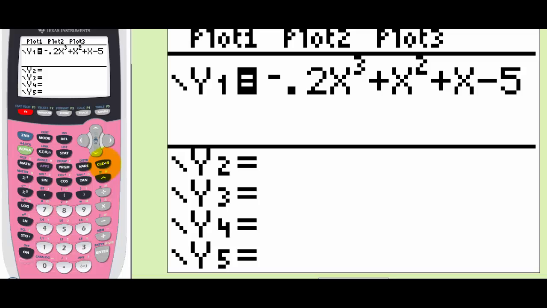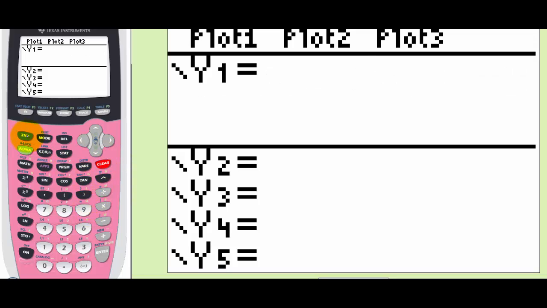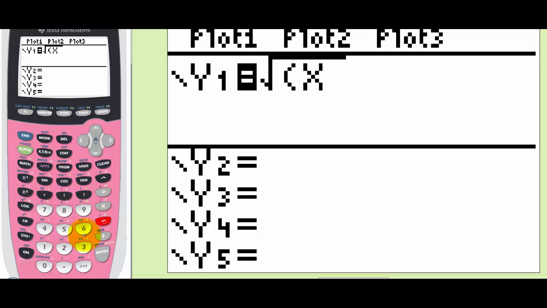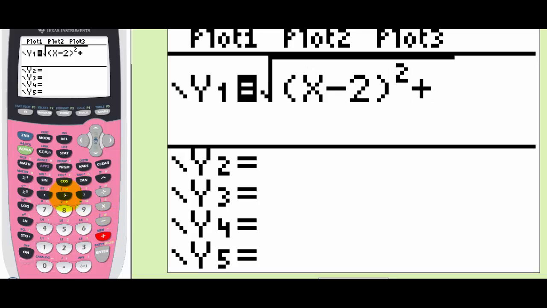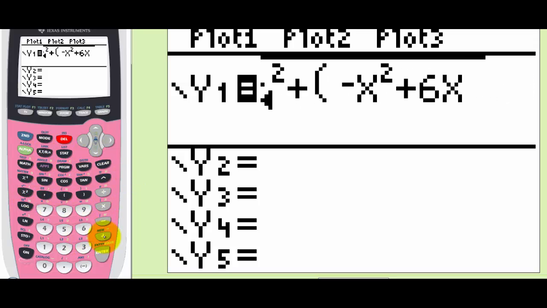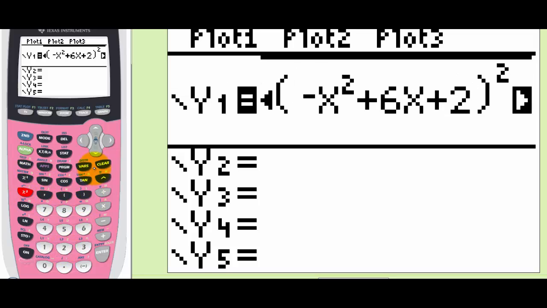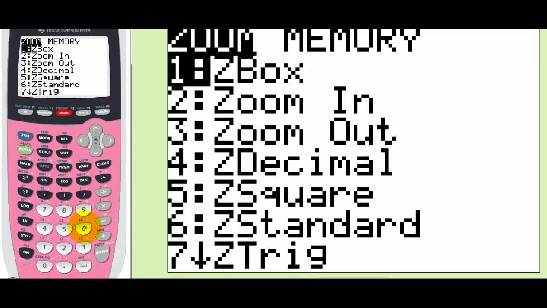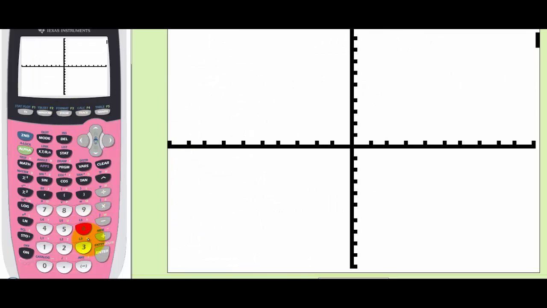Let me go to my y and clear this one. Okay, let's enter the function. So we have the square root of (x minus 2) squared plus parenthesis, negative x squared plus 6x plus 2, close the parenthesis, square this, and I think that's it. Let's get out of the root, and that should be it. So let me go to a zoom standard, zoom 6, and let me see what we have.